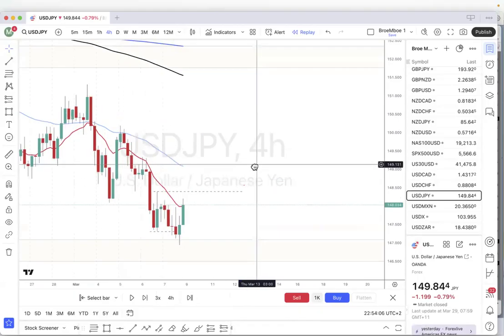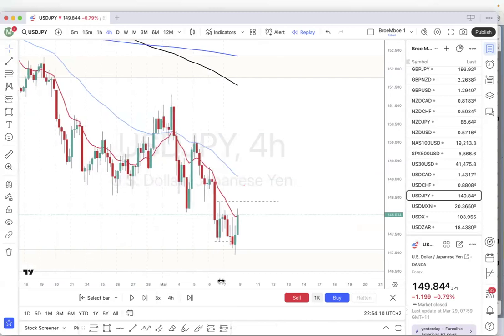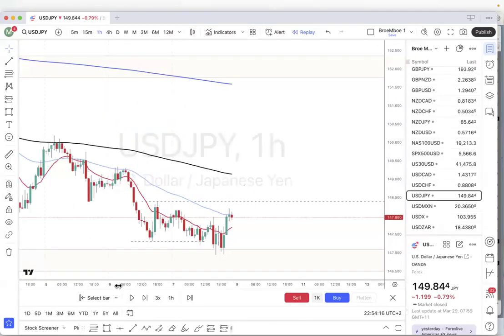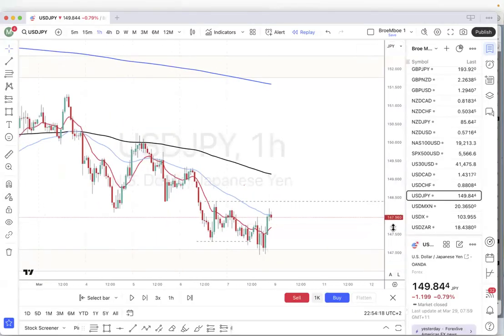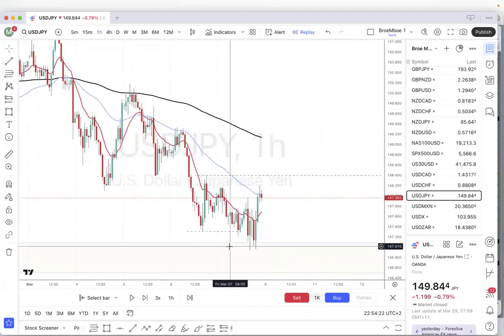So that is where I am. And the market hasn't changed direction. It can only change direction if it takes out that high. On the 1-hour, same thing, right? On the 1-hour, same thing. That area that I marked there is important.